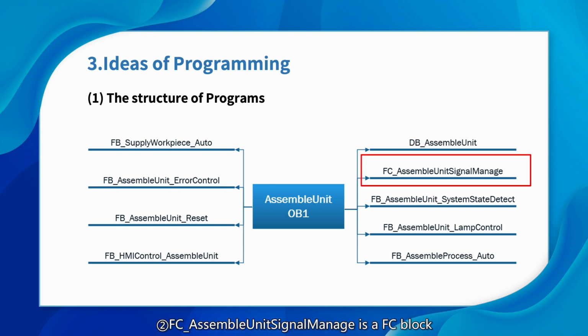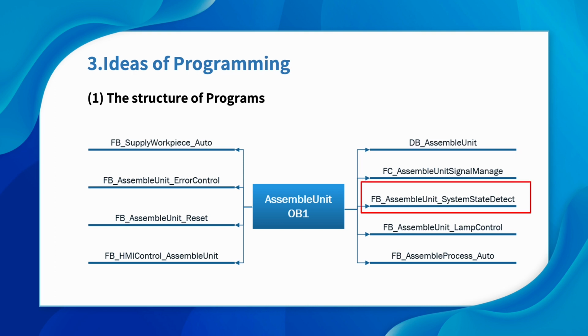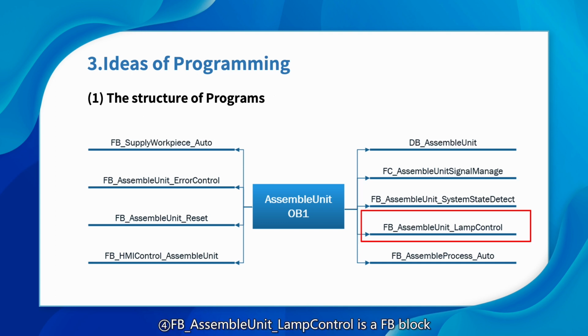2. FC2Assemble unit single manage is an FC block. It is used to manage the symbols and data of an assembly unit. 3. FB2 System State Detect is an FB block. It is used to change the states of assembly unit. 4. FB2Assemble unit to lamp control is an FB block. It is used to control pilot lamps of assembly unit.